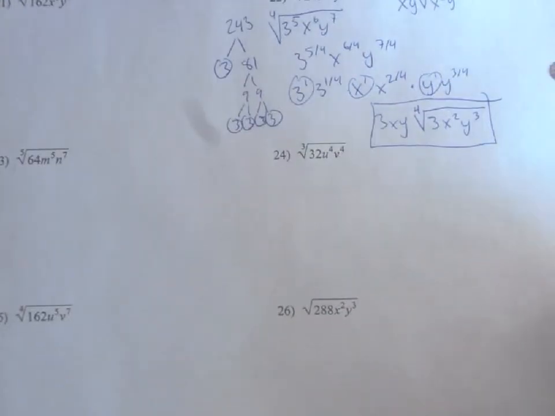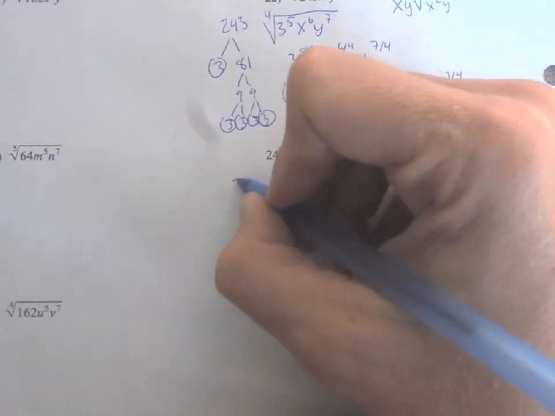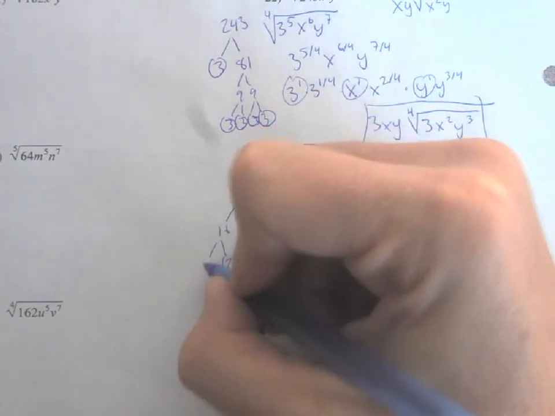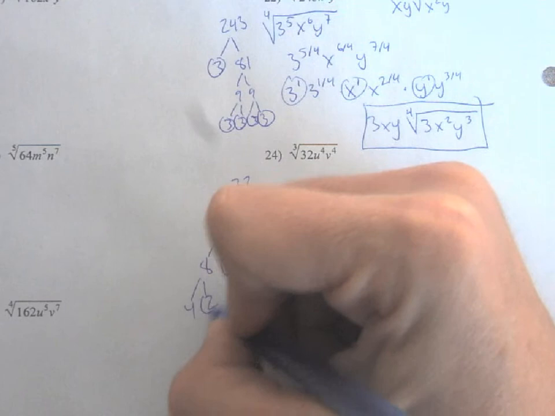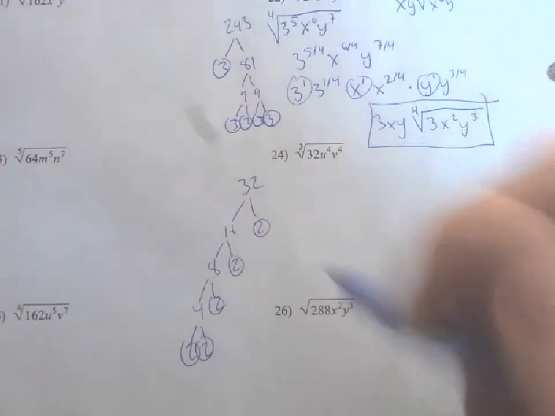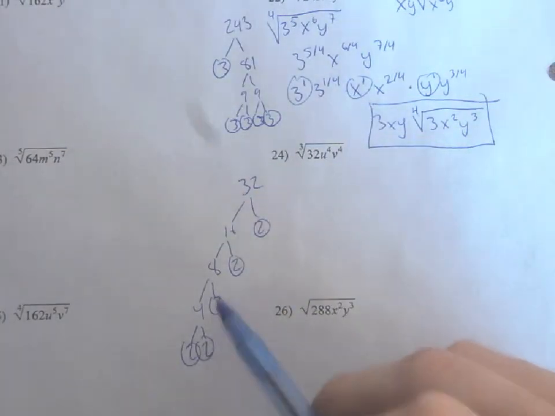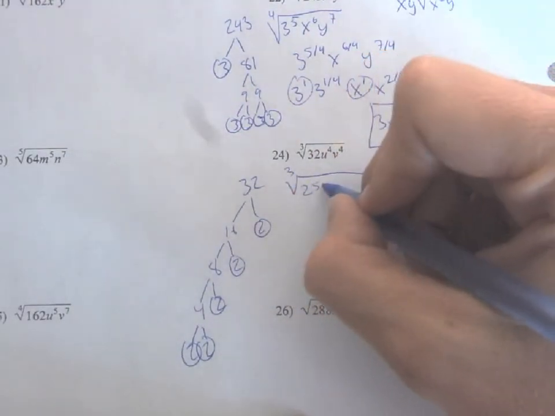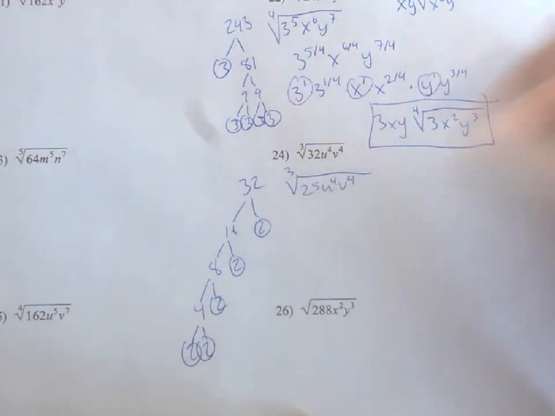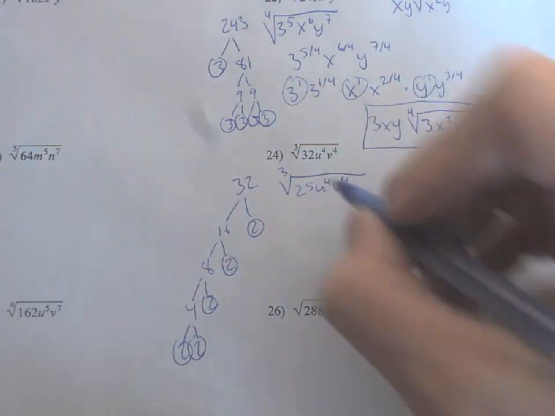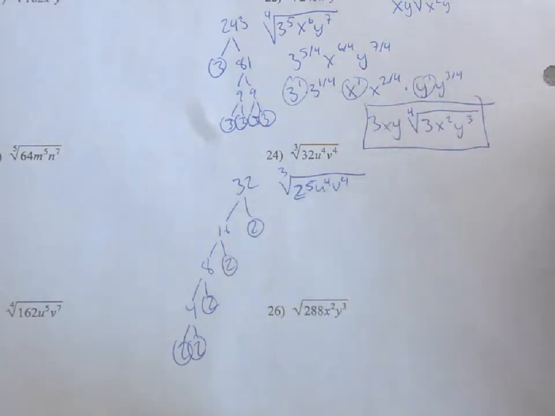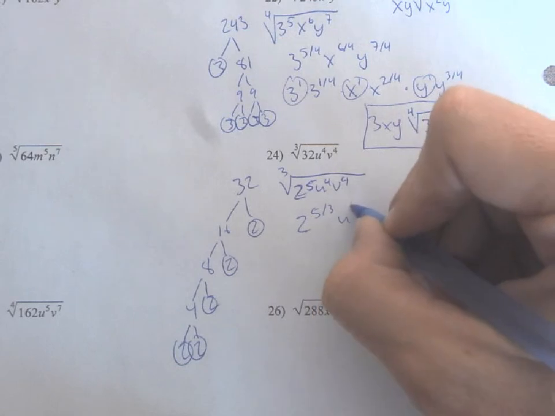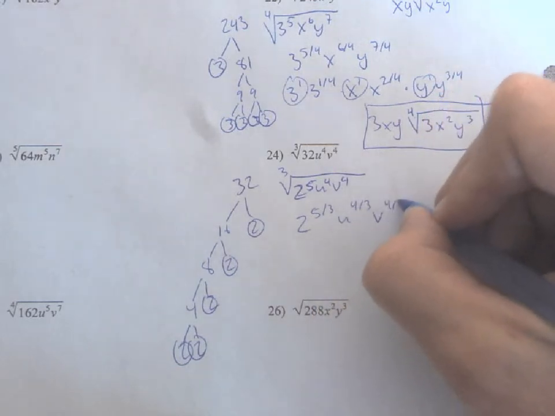We'll do the rest of the evens here. So let's prime factor 32. That is 16 and 2, which is 8 and 2, which is 4 and 2, which is 2 and 2. So 32 is actually 2 to the 5th. So we have the third root of 2 to the 5th, u to the 4th, v to the 4th. Sorry, that looks like a 25. That's a 2 to the 5th power. Okay, converting to rational exponents: 2 to the 5/3, u to the 4/3, v to the 4/3.